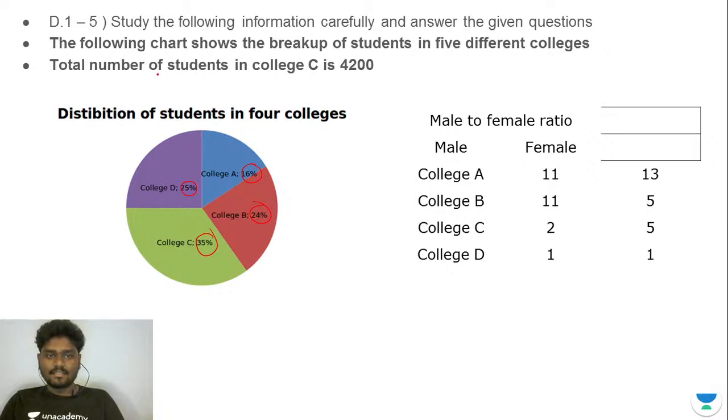And they have clearly said the total number of students in college C is 4,200. Listen carefully, this is the lead we need to take up. I know the total number of students in college C is 4,200, and that college C is 35% of the total students. So from this, can I say 35% is 4,200?